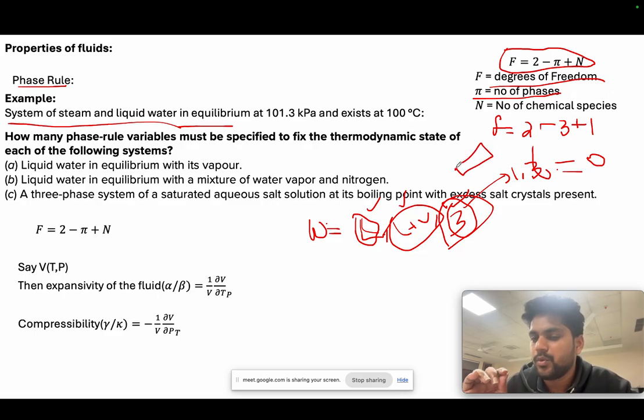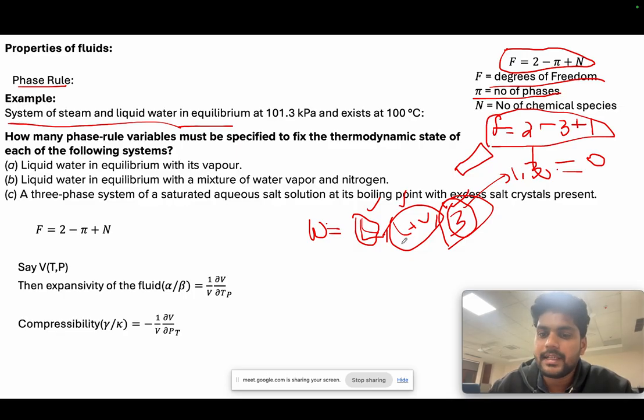It exists only at that particular temperature and pressure. If you see the Kelvin scale we discussed initially, it exists at only that point. If you change even a small bit of temperature or pressure, you can't even play with it. So the number of intensive variables you can vary is 0.